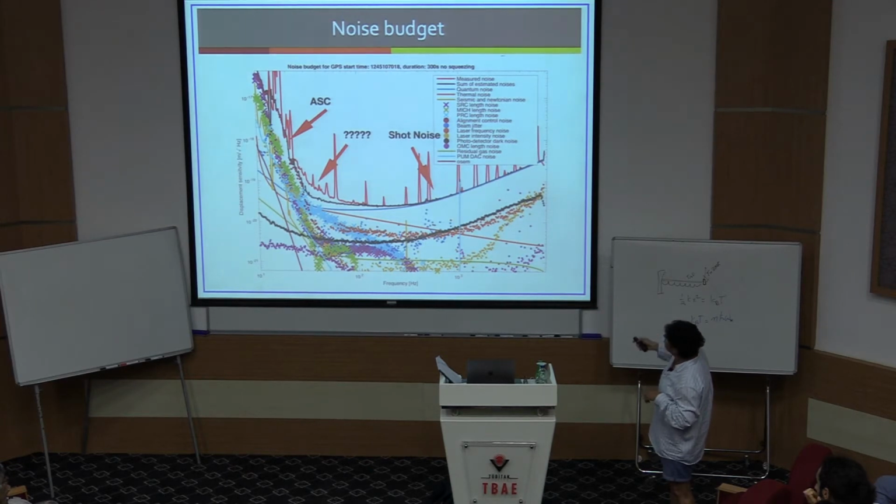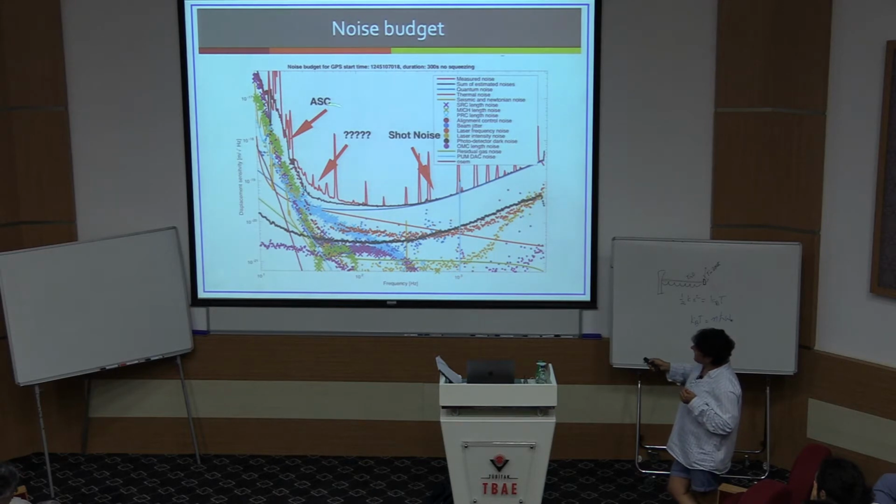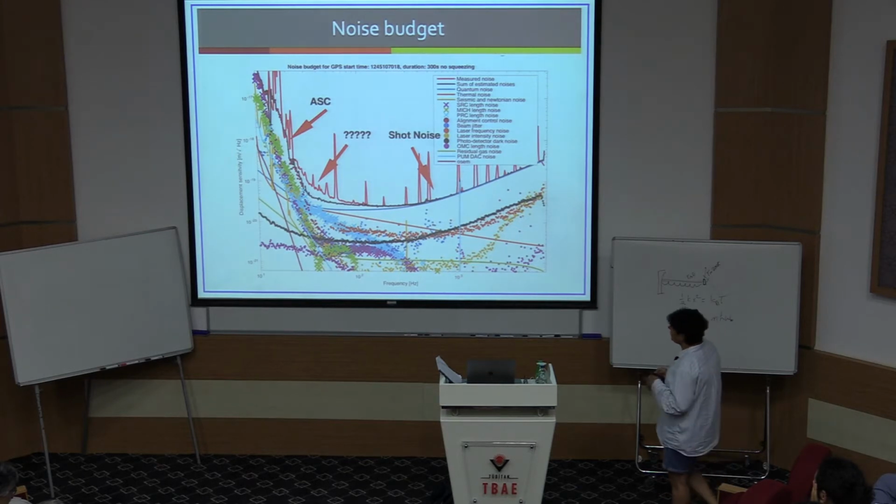These are all various technical noise sources, including the residual gas, which is the noise from whatever molecules are left in the vacuum system. And what you see is two things. At high frequencies, we completely fit the shot noise model, so that's good. At low frequencies, ASC stands for alignment sensing and control. We're limited by the alignment system. And in the intermediate frequencies, we don't know. Okay? So that's where we're at.